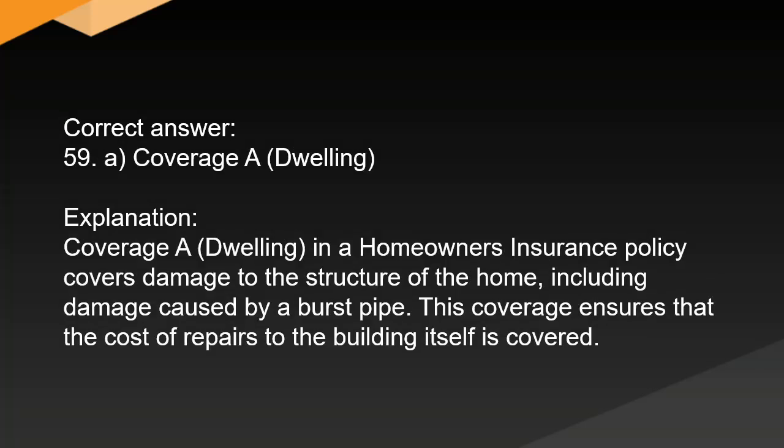Correct answer. A. Coverage A, dwelling. Explanation. Coverage A, dwelling, in a homeowner's insurance policy covers damage to the structure of the home, including damage caused by a burst pipe. This coverage ensures that the cost of repairs to the building itself is covered.